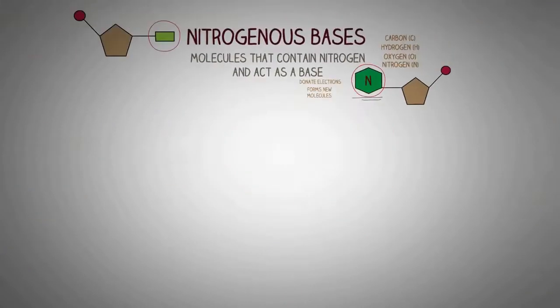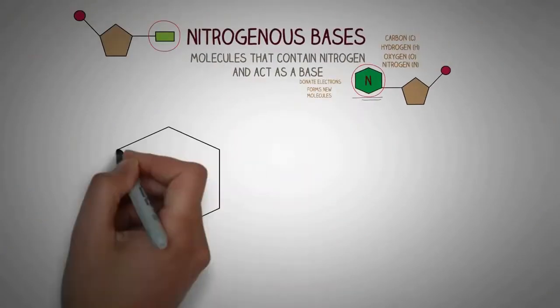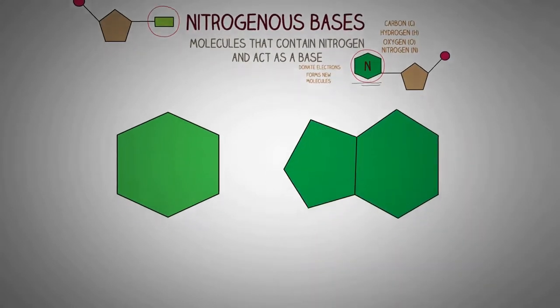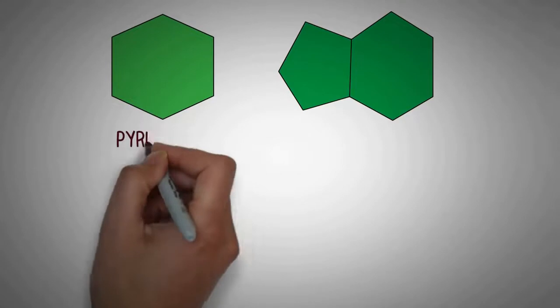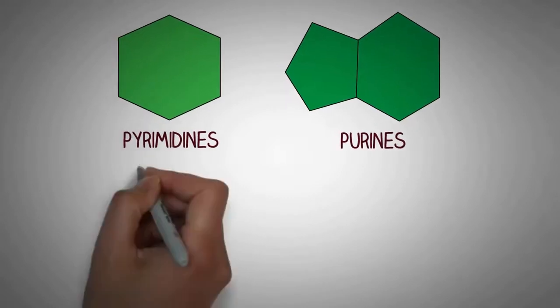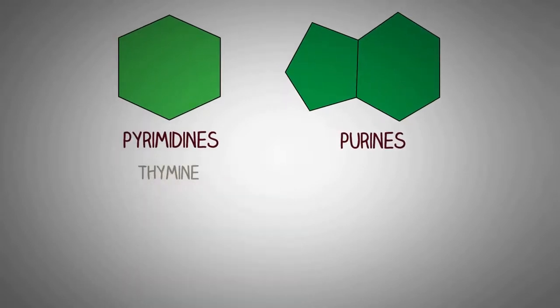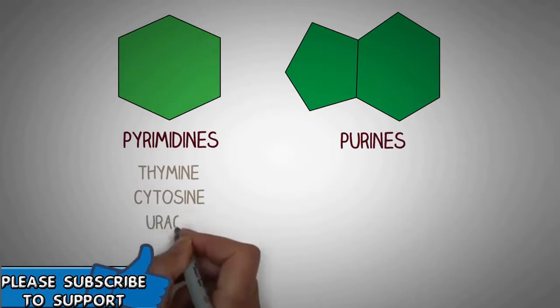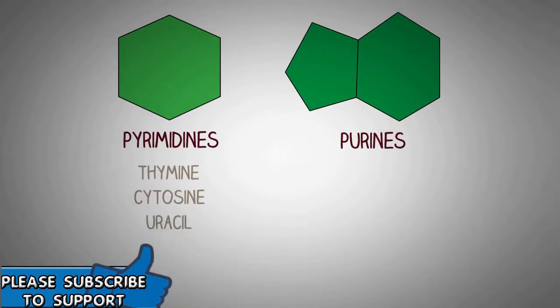Now we can have two different types of ringed structures. One where there are single rings and second where there are double rings. The single rings are called pyrimidines and the double rings are called purines. We have three different types of pyrimidines: the thymine, cytosine and the uracil. And we have two different types of purines called adenine and guanine.